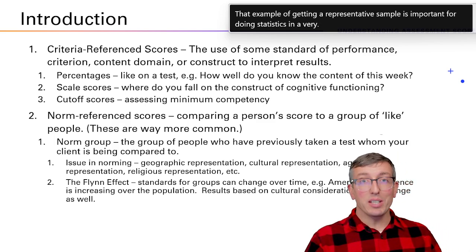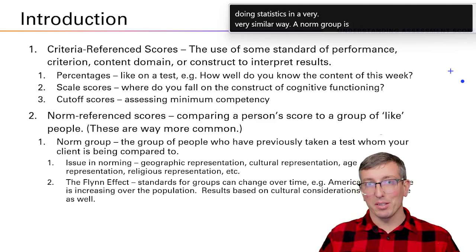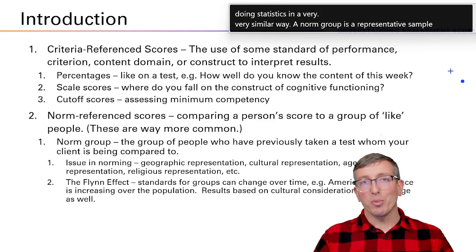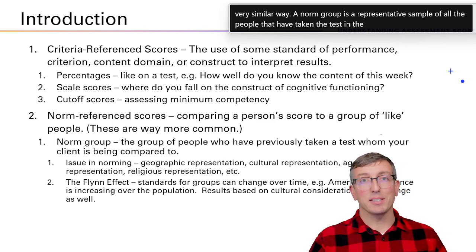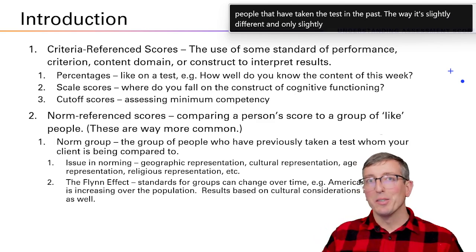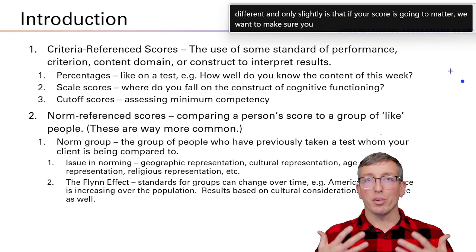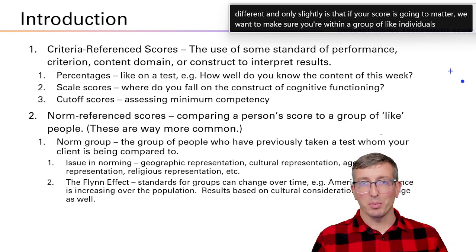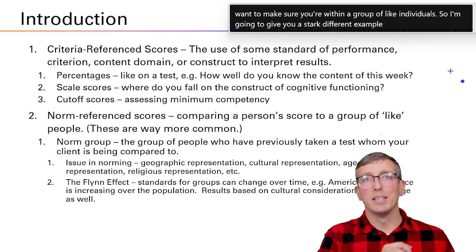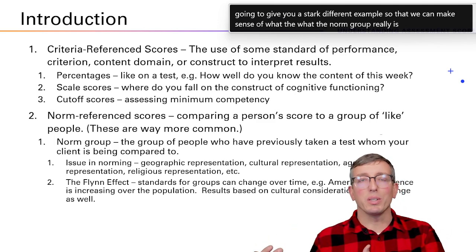In a very, very similar way, a norm group is a representative sample of all the people that have taken the test in the past. The way it's slightly different, and only slightly, is that if your score is going to matter, we want to make sure you're within a group of like individuals. So I'm going to give you a stark different example so that we can make sense of what the norm group is supposed to be like.